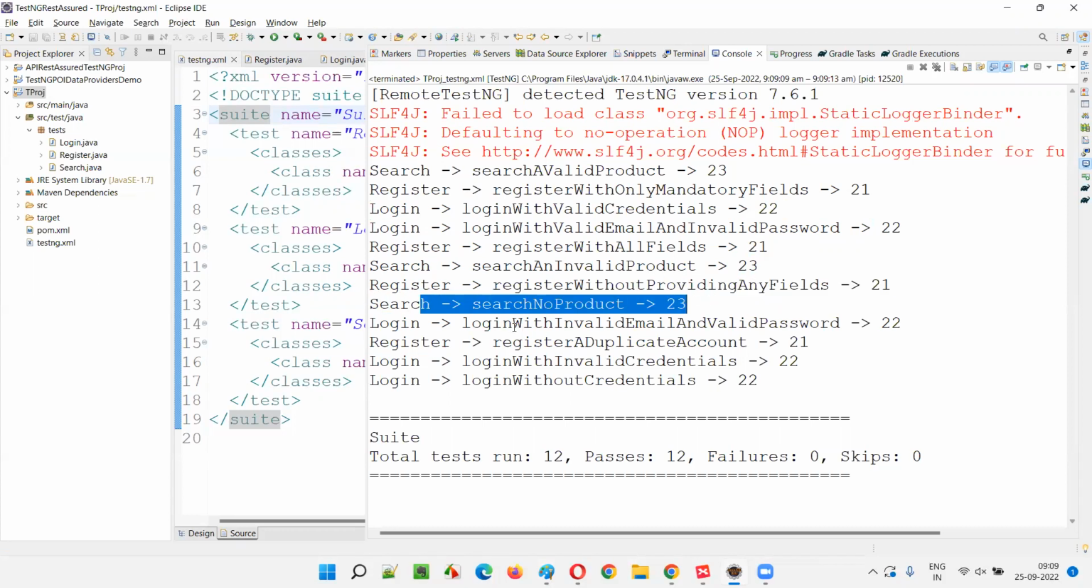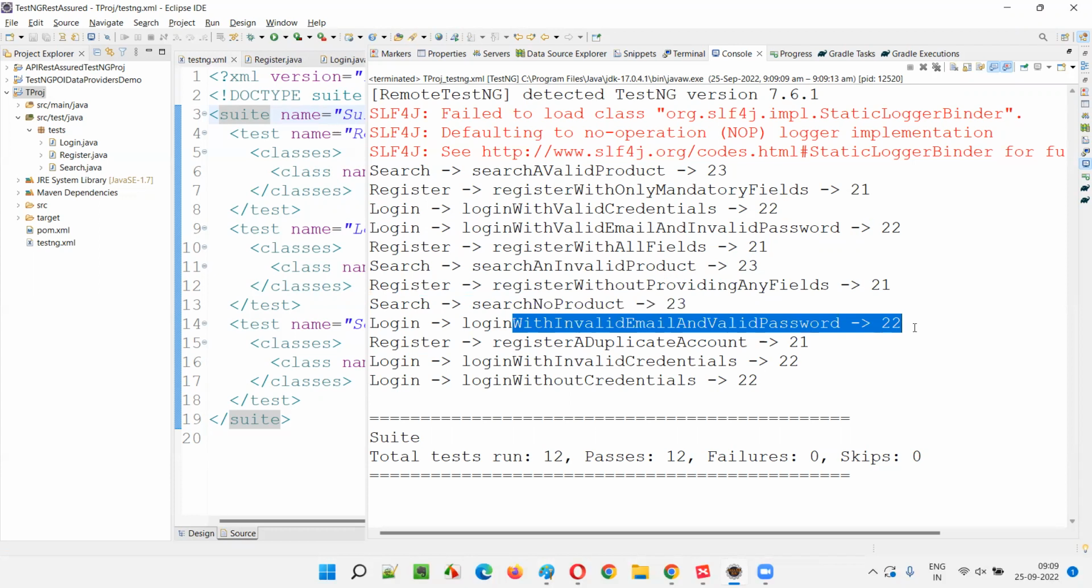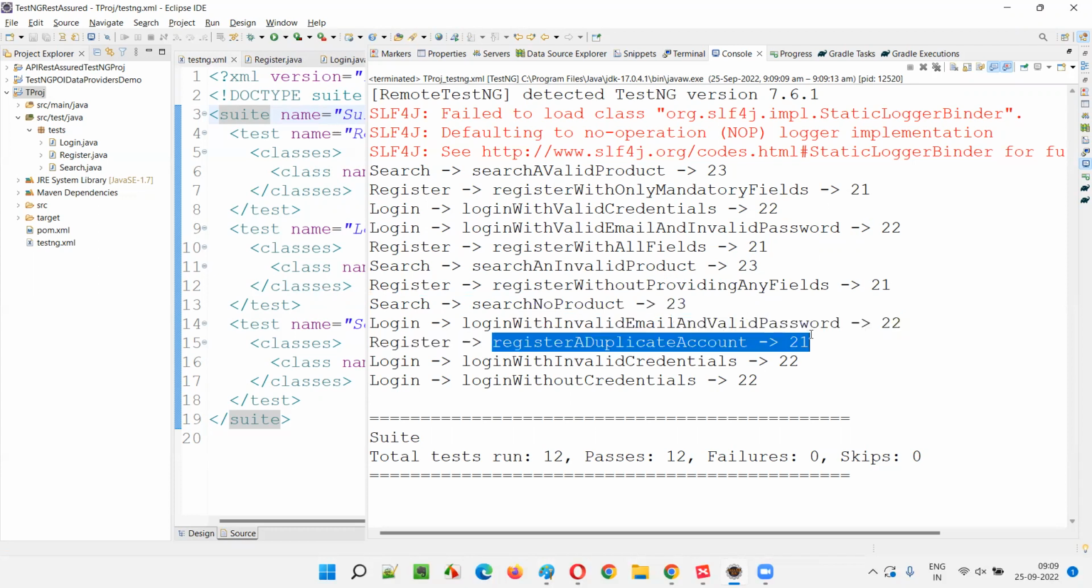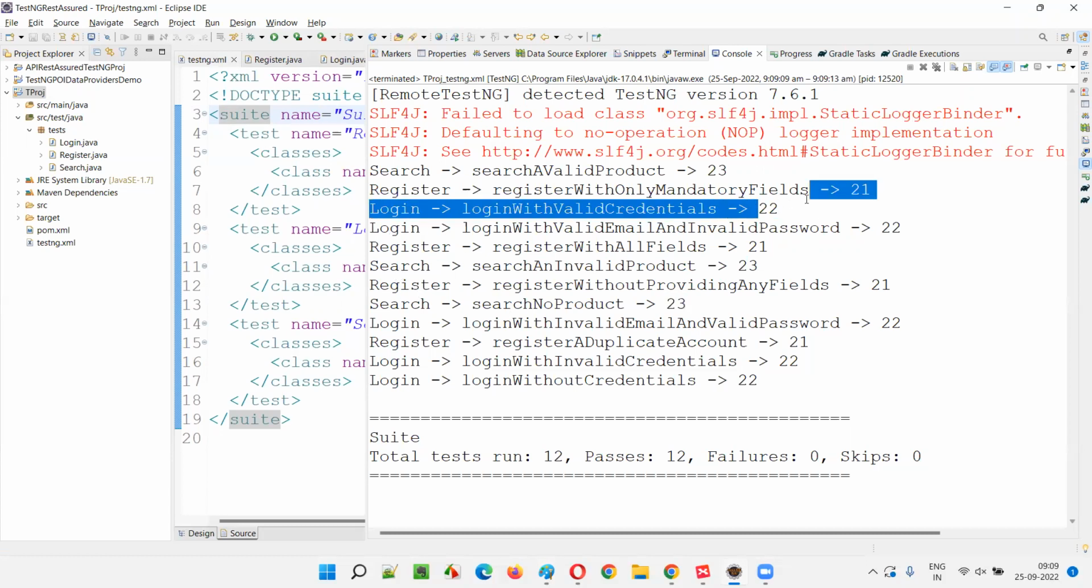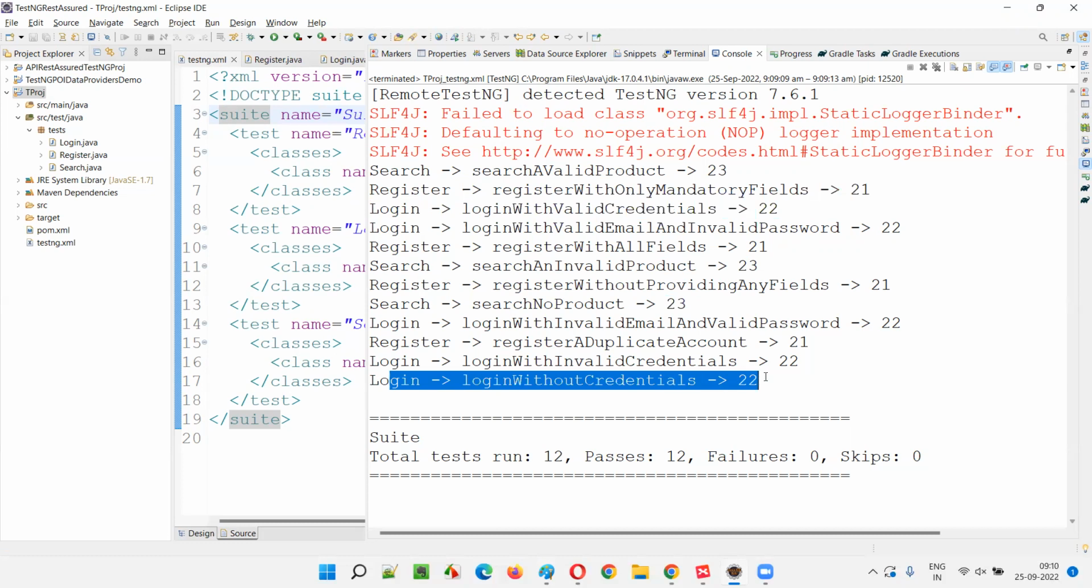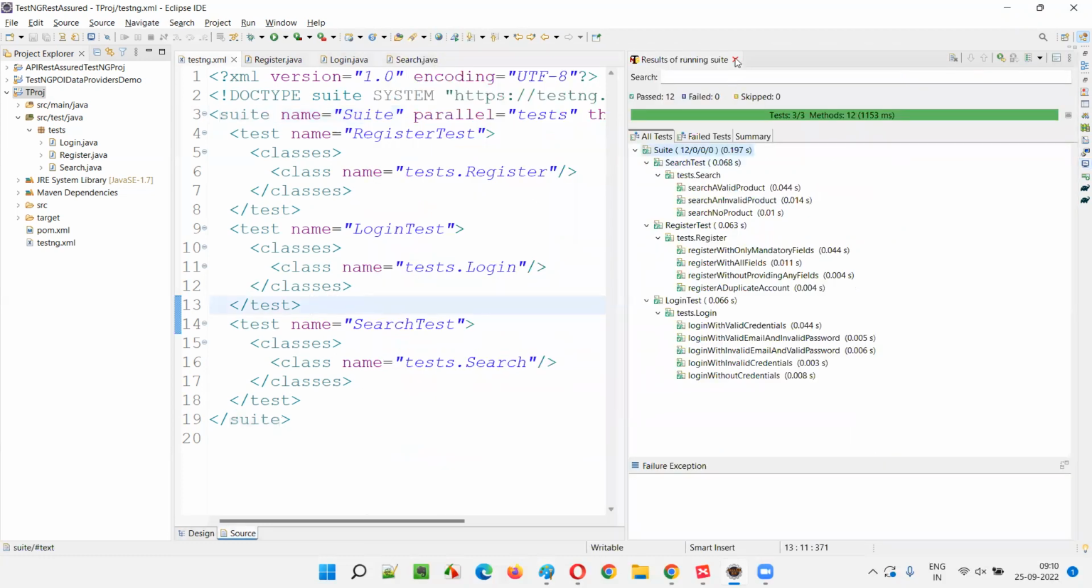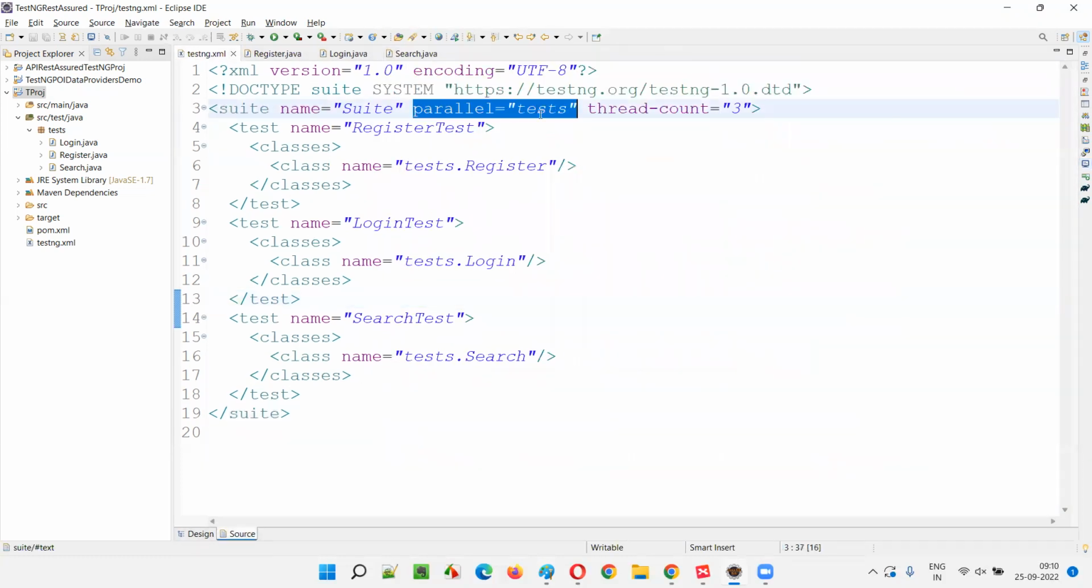Search is still 23, login is 22. Whatever table is allocated to a group, only at that table do the group members eat, so to speak. From the beginning, you see login is 22 only. Search is 23 from the beginning to the end. Wherever 23 is there, search tests are running. Wherever 22 is there, login tests are running till the end. Right, so this is how parallel is equal to test works.